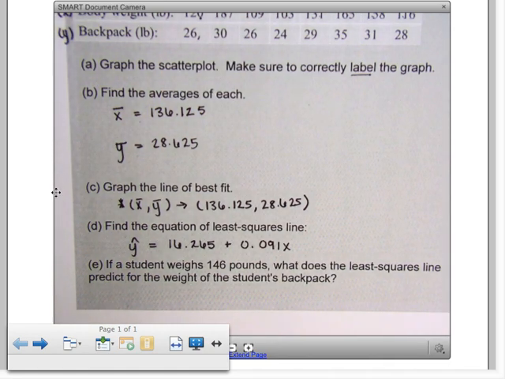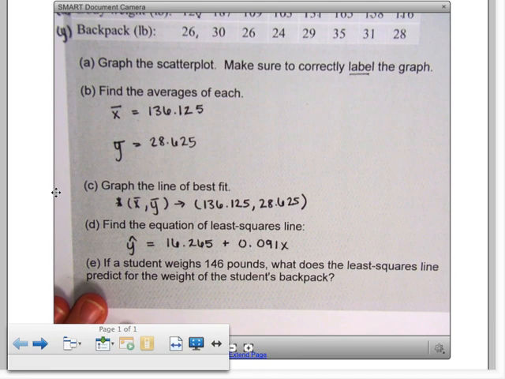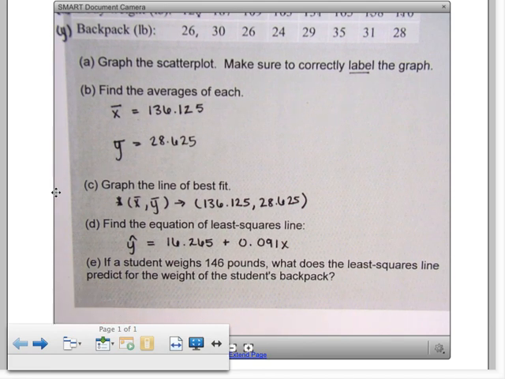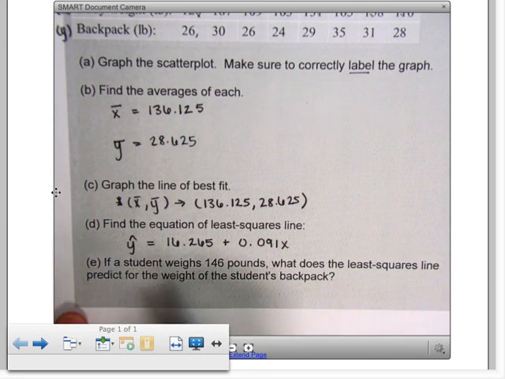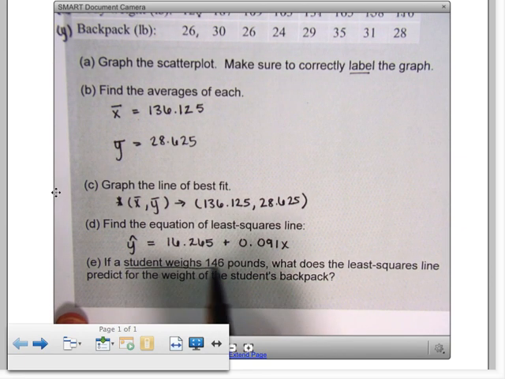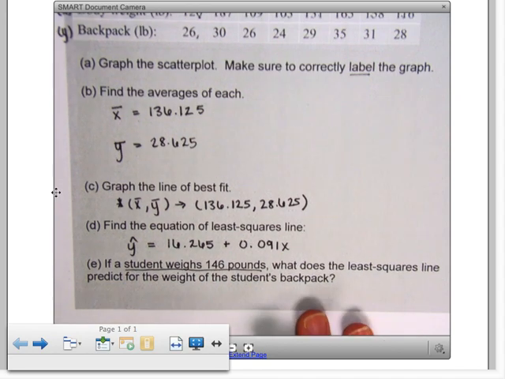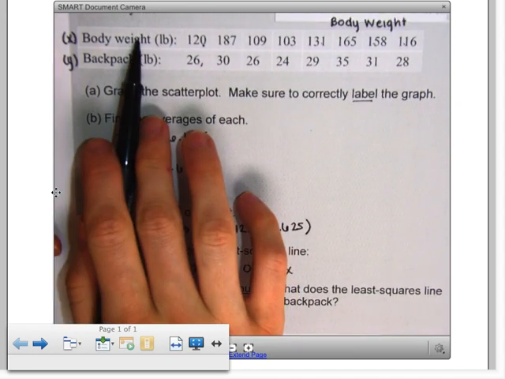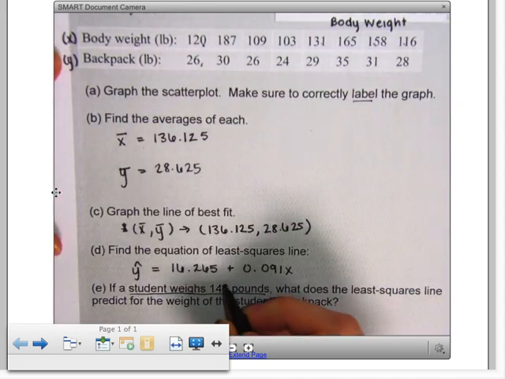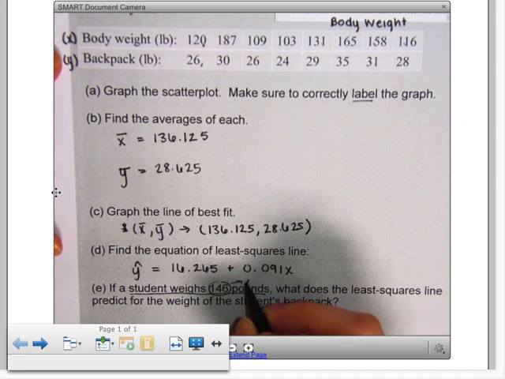Okay, so the last question: if a student weighs 146 pounds, what does the least squares line predict for the weight of the student's backpack? Okay, so right here, a student weighs 146. So if we come up here to our variables, we said that body weight was x. So this 146, this is our x value.